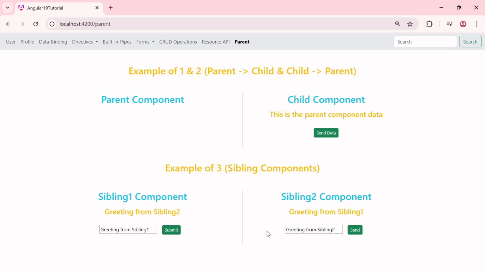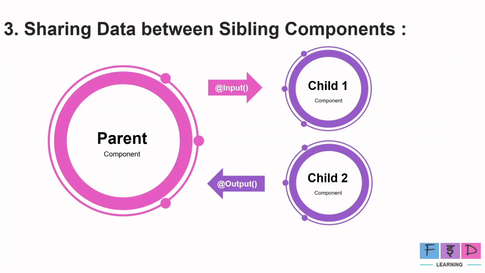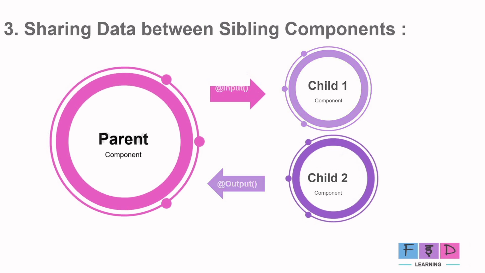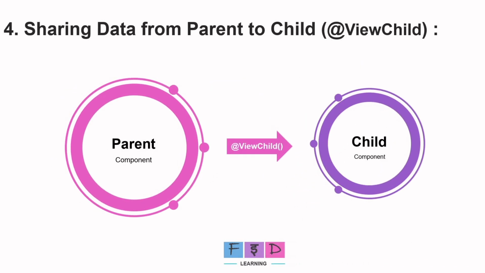So with this, we have covered the third approach to sharing data between sibling components. Now, let's move on to another approach to sharing data between components. Let me go back to the PPT. And the fourth approach is sharing data from parent to child via the @ViewChild decorator.